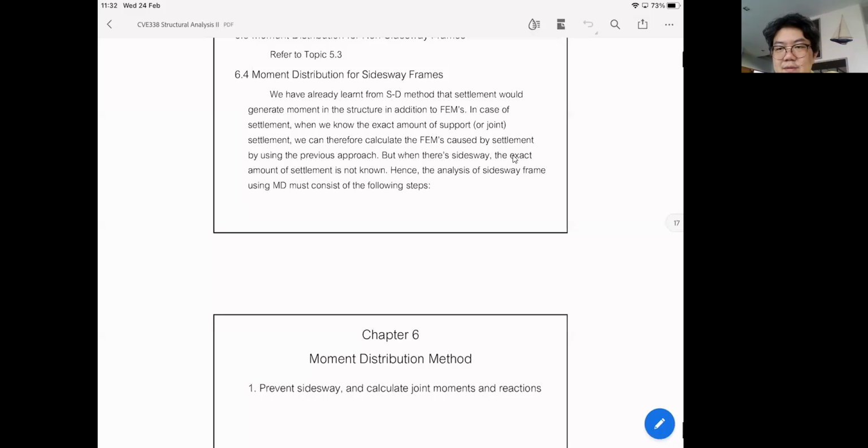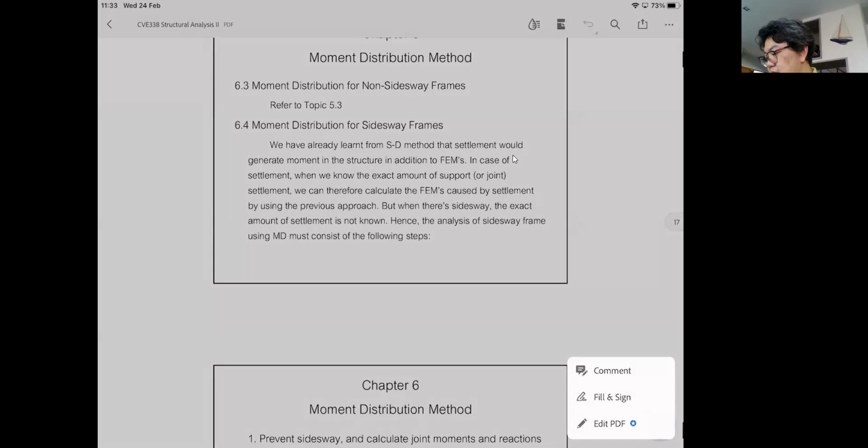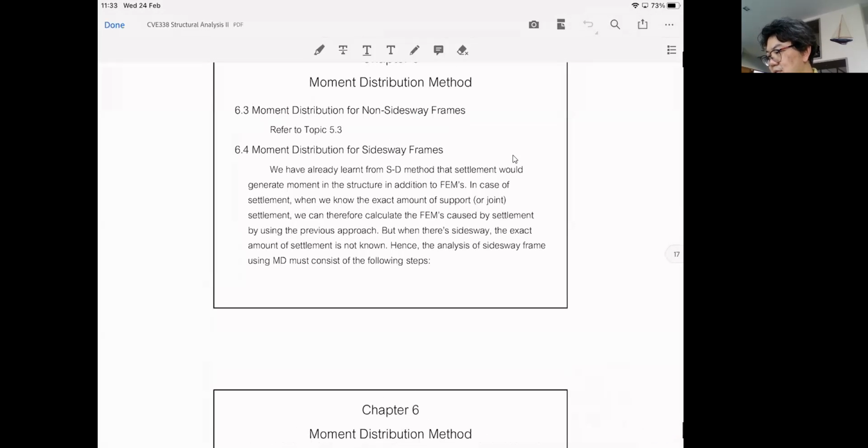Okay, now we are going to turn to the tough topic, so to speak, because we are dealing again with the sway. Actually, it's not that tough. We have talked about the non-sway frame. So this time it's the sway frame.